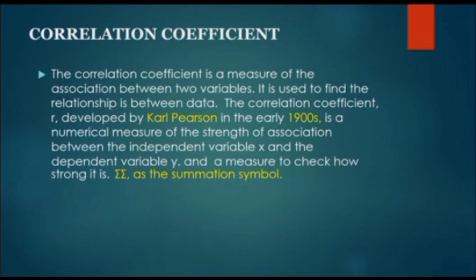The correlation coefficient was developed by Karl Pearson in the early 1900s. It is a numerical measure of the strength of association between the independent variable x and the dependent variable y, and a measure to check how strong it is. Sigma is the summation symbol.